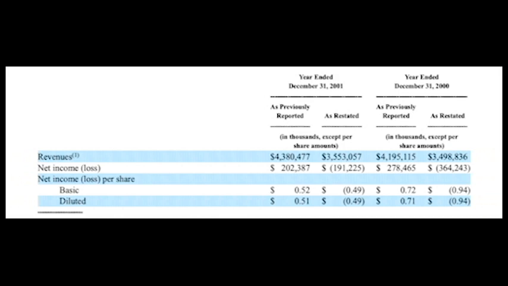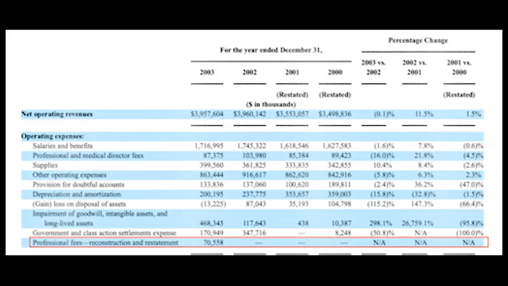First, from the picture above, we can see that HealthSouth reported a restated 2000 net loss of $364.2 million, or 94 cents a share, compared with a previously reported profit of $278.5 million, or 71 cents per share. The restated 2001 net loss was $191.2 million, or 49 cents per share, versus its previously reported profit of $202.4 million, or 51 cents per share.